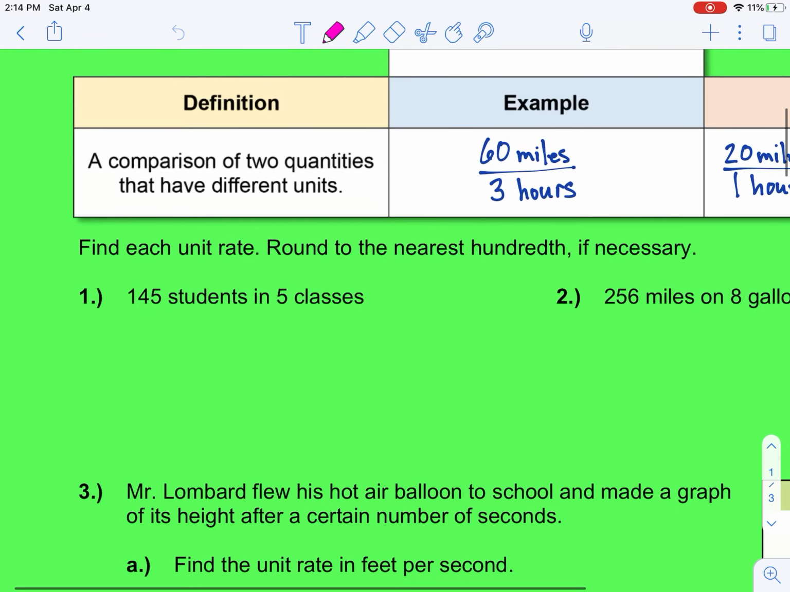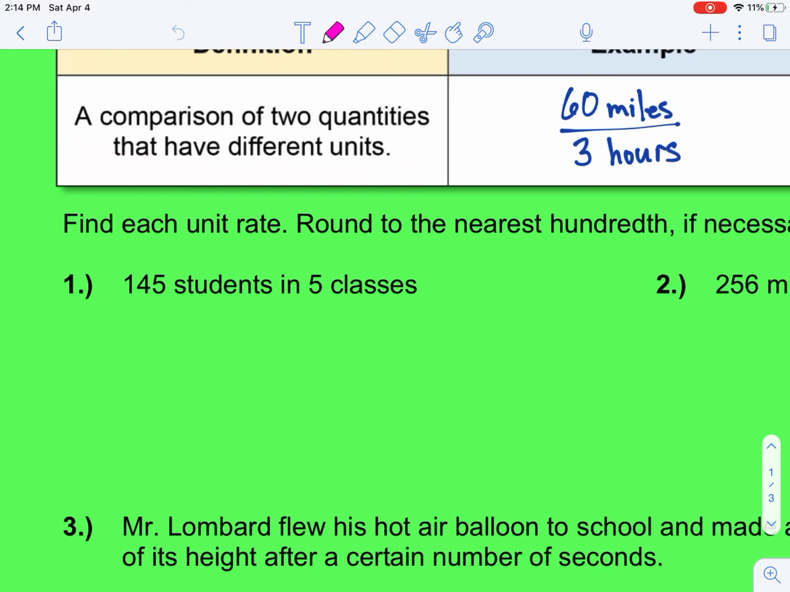So let's take a look at our first couple examples. It says find each unit rate, round to the nearest hundredth if necessary. And I've got my calculator out ready to go. So if I need to use that, it might take a little longer in between my talking. So let's take a look at number 1.